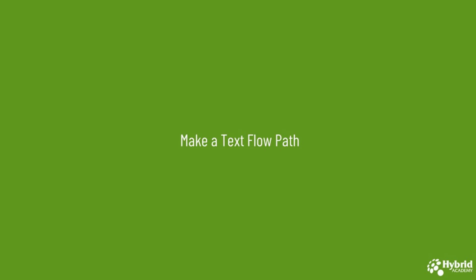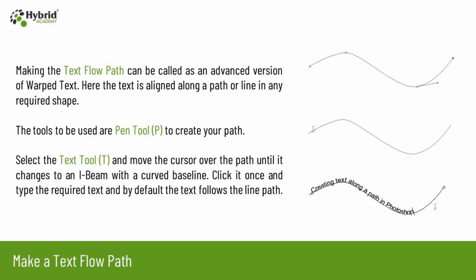Further, let's see how to make a text flow path in Adobe Photoshop. Making the text flow path can be called an advanced version of warped text. Here the text is aligned along a path or line in any required shape. The tools to be used are the pen tool, with the letter P as a shortcut key, to create the path, and the text tool. Move the cursor over the path until it changes to the I-beam with a curved baseline, click it once and type the required text, and by default the text flows along the path.